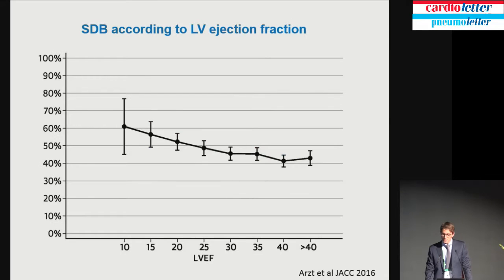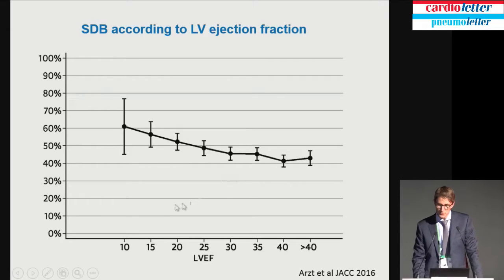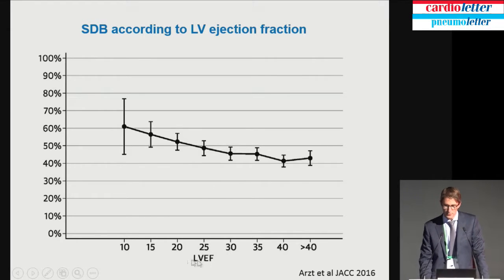Now another interesting graph is this one. You see here the left ventricular ejection fraction and here the prevalence of sleep disordered breathing. So we have a negative correlation with the left ventricular ejection fraction. So the lower the ejection fraction, the higher the prevalence, which is quite expected because it may generate central respiratory events.